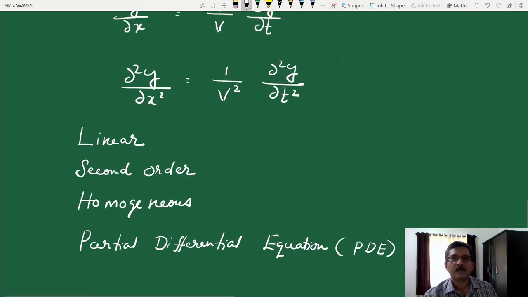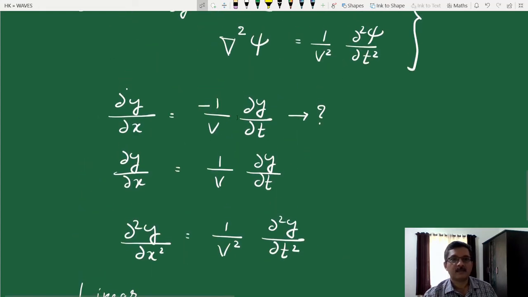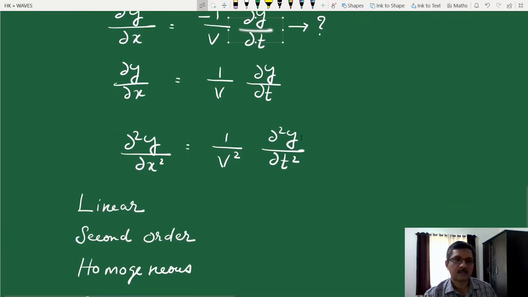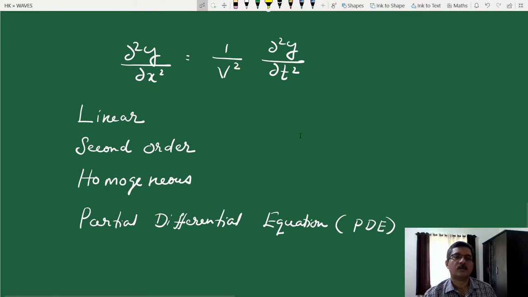For example, the other candidate that we considered for the wave equation, dou y by dou x equal to minus 1 by v dou y by dou t, is a first order equation. But since it is not a universal equation, applicable to all waves in one dimension, that's why we have not considered it. So this is a second order equation because the power of the highest derivative is 1.